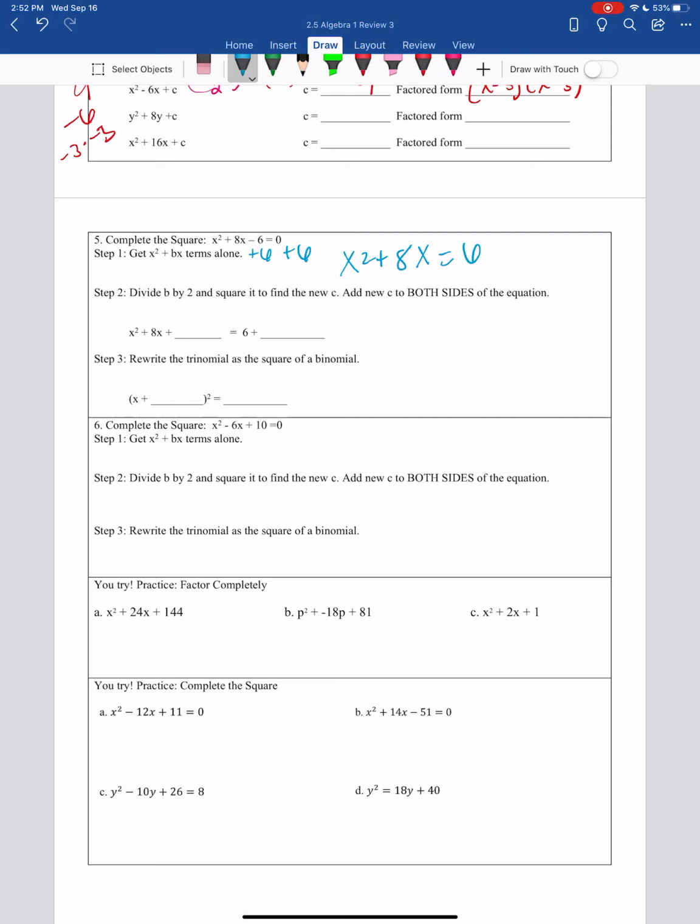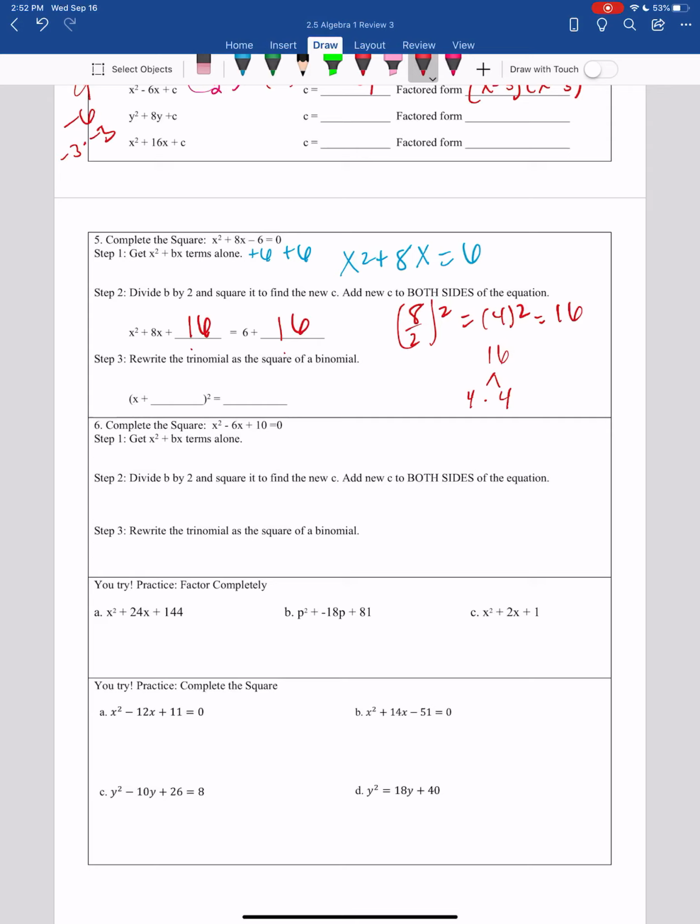Now, I find that c term. What's that missing c term? And you'll notice here that I have 2 blank spaces, because what you do to one side, you have to do to the other side. So if my b is 8, I'm going to divide my b by 2 and square it. That's going to give me 4 squared, which is equal to 16. And I'm going to add 16 on my left side, and I'm also going to add it on my right side. So ultimately, what multiplies to be 16 and adds to be 8? That's 4 and 4.